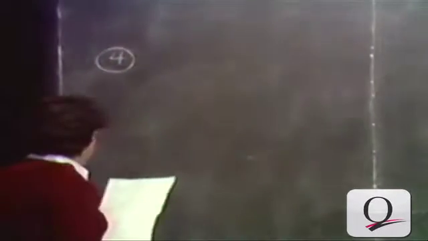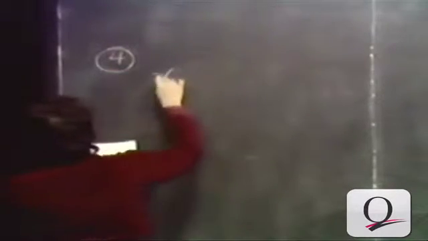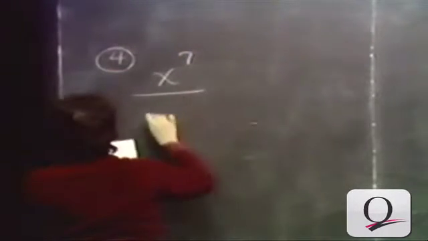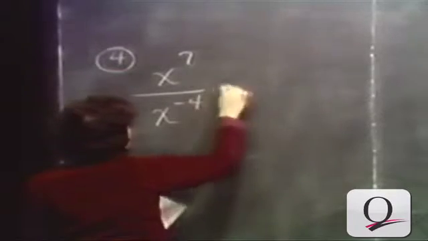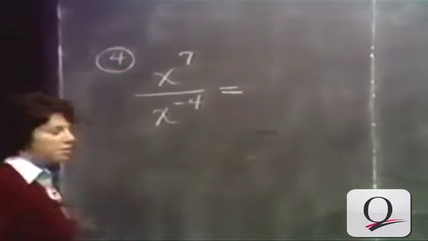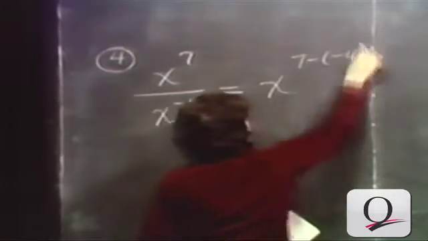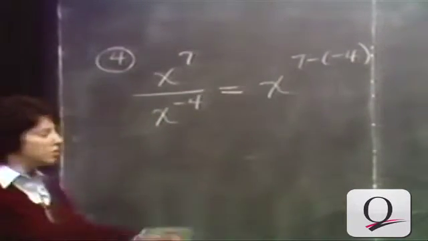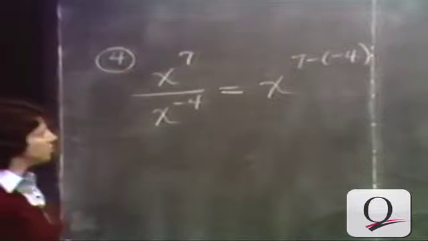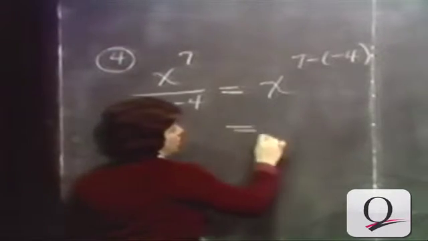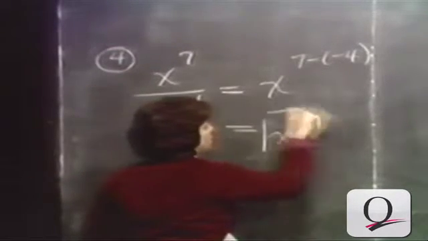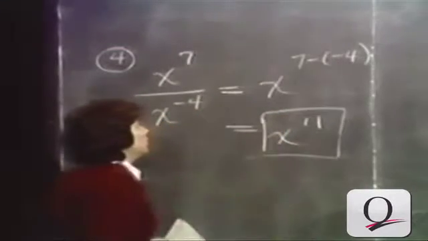In our fourth example, we have x to the 7th divided by x to the minus 4. X to the a over x to the b is x to the a minus b power. Whether the powers are positive or negative integers, it doesn't matter. The same procedure, giving us x to the 11th power here.